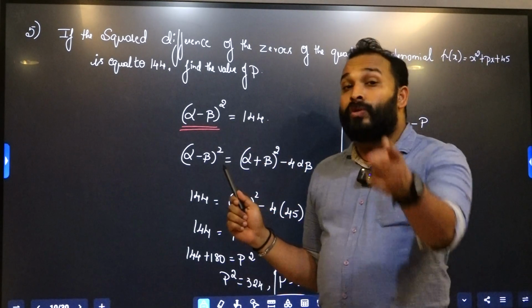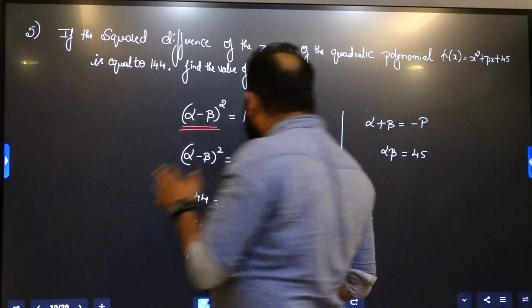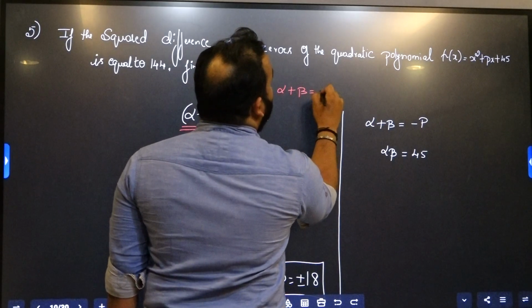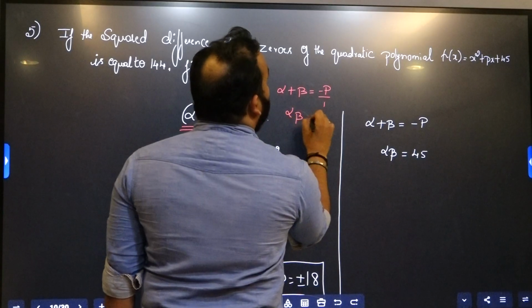Alpha minus beta the whole square can be written as alpha plus beta the whole square minus 4 alpha beta, and from the equation directly we can find what is alpha plus beta. What is alpha plus beta here? Minus p by 1. What is alpha into beta right from the question?